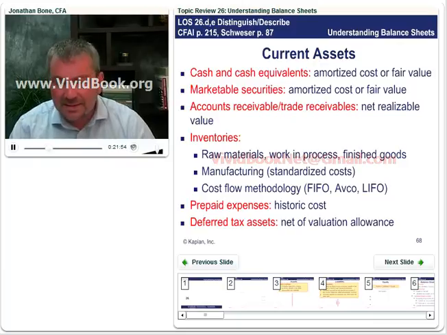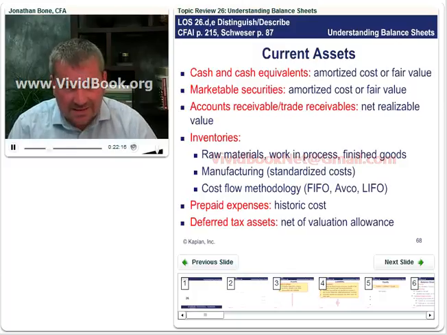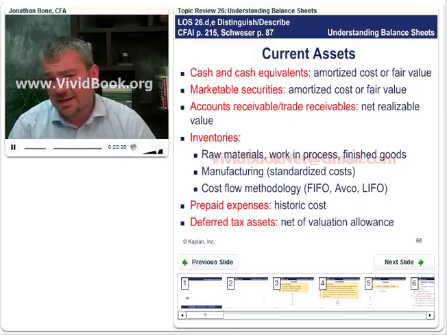Prepaid expenses, remember you've paid for a good or service but not yet used it, so it doesn't go through the income statement. Instead, it sits there as an asset indicating you're entitled to use, and that's going to be at historic cost. Deferred tax assets, you've paid more tax now, and as a result you'll pay less tax in the future, and they're going to sit there at the amount of tax you're going to save less a valuation allowance potentially. Now, what is a valuation allowance?